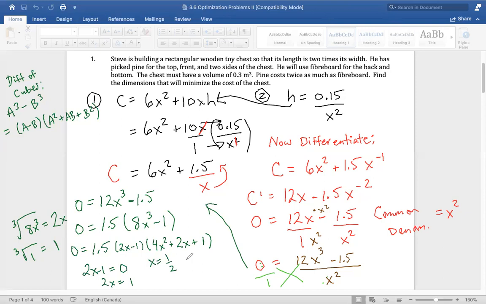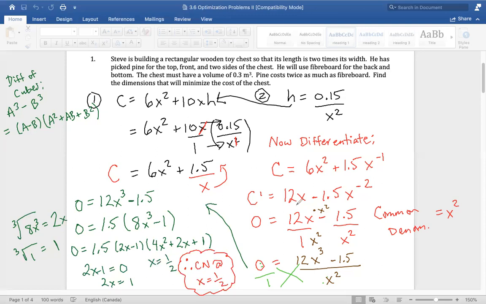And then again, I have to clear my screen. So therefore, my critical number is at x equal to 1/2. And I don't have this side because it's unfactorable. I just narrowed it down to just one critical number.